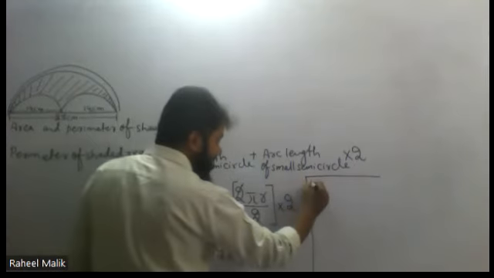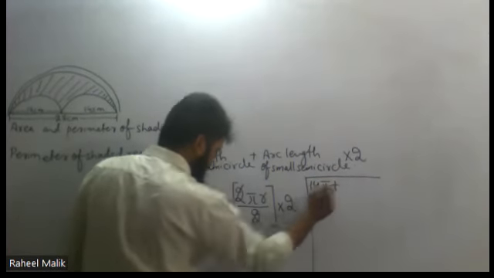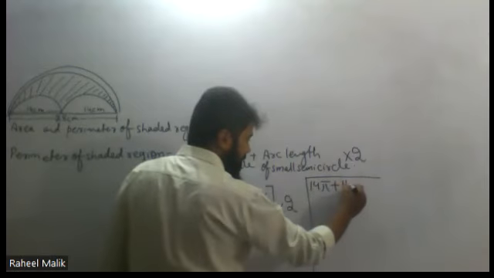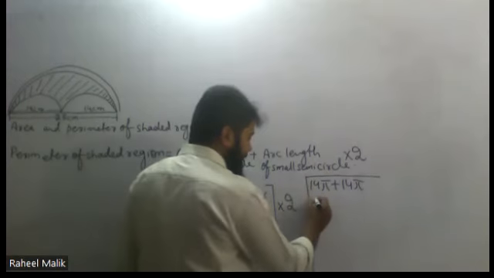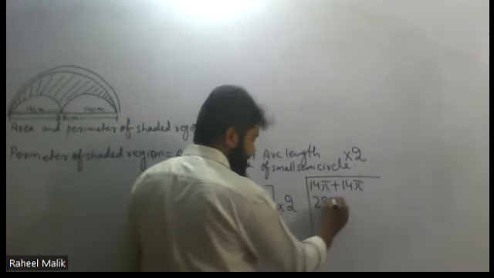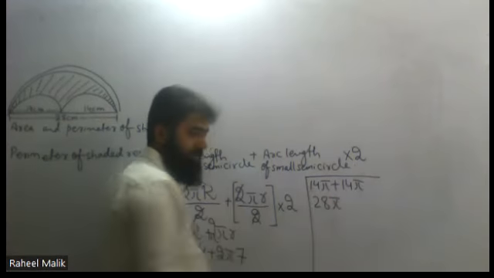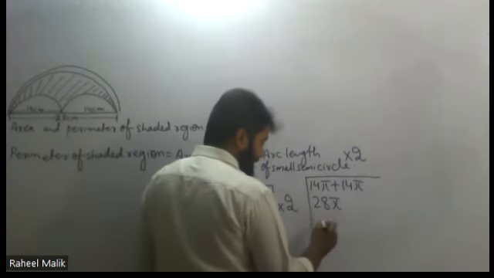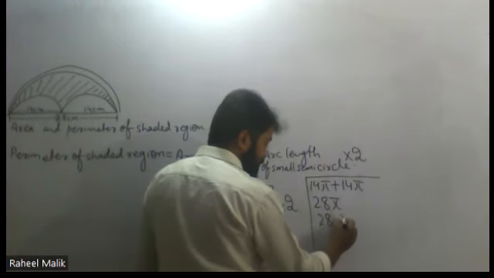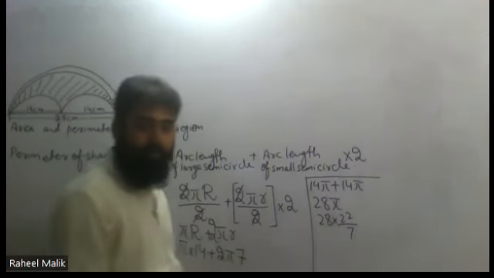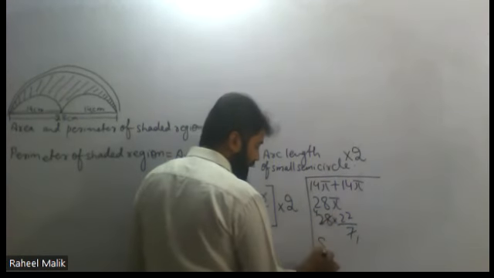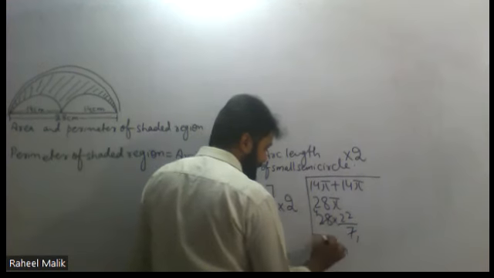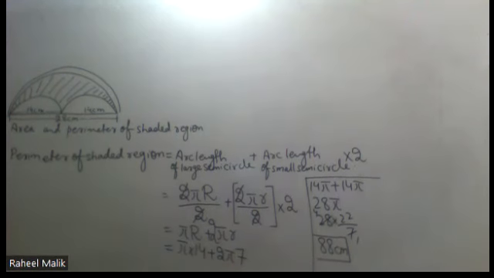Okay. Now simplifying it. 14 into pi, 14 pi, plus 7 times 2 is 14 pi. 14 pi plus 14 pi will become 28 pi. 14 plus 14 is 28. Pi will be written as it is. The value of pi is 22 over 7. 7 ones are 7, 7 fours are 28, 4 into 22 is 88 centimeter, and that's the perimeter of the shaded region in this given question.